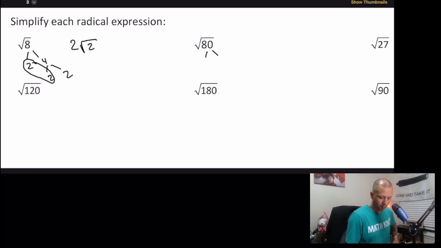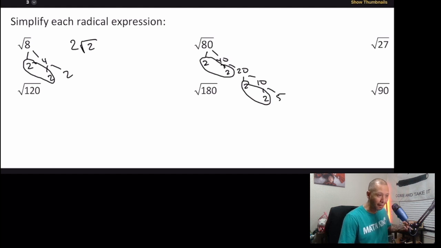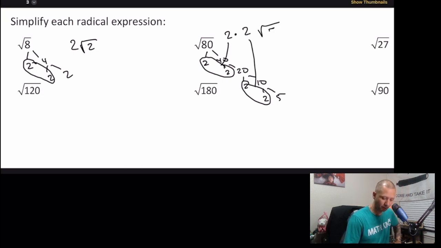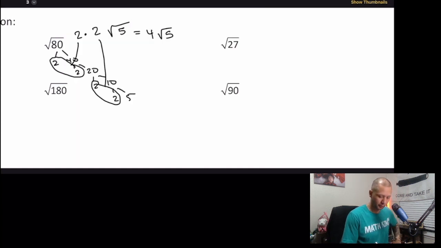Square root of 80, so 2 times 40, 2 times 20, 2 times 10, 2 times 5. Here we can circle one pair, two pairs of 2s. Each of these pairs is going to be pulled out of the radical as a single 2, and then the square root will contain the leftover number, which would be 5. So in this case, the square root of 80 is going to be 2 times 2, which is 4, and then root 5.